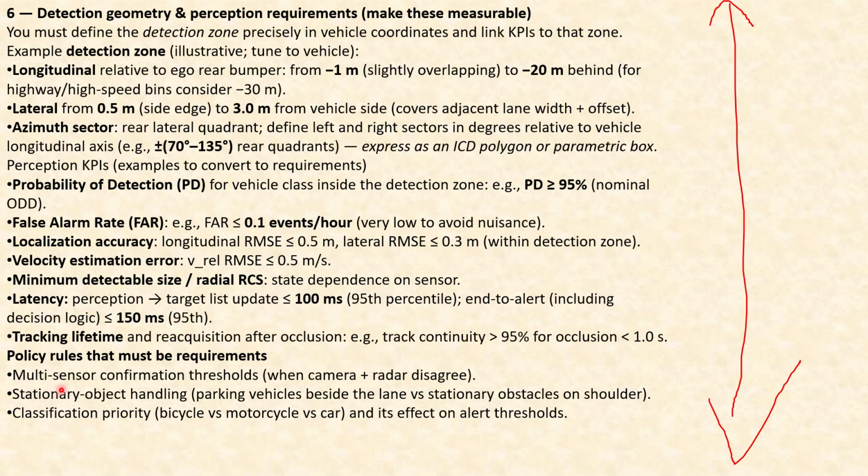So still under requirement elicitation, you have to finalize the multi-sensor confirmation thresholds, stationary object handling, parking vehicles beside the lane versus stationary obstacles on the shoulder, and classification priority, bicycle versus motorcycle versus car, and its effect on the alert thresholds. All right. So these are the various classification priorities and how that varies the alert thresholds. Okay.